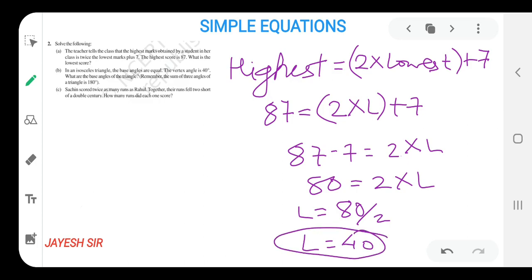So the lowest mark scored by the student is 40 marks, and the highest is twice the lowest plus 7. Twice the lowest means twice of 40, that is 80, plus 7, then 87 we are getting. That means our answer is correct. In this way also we can check. I hope you all might be getting it.